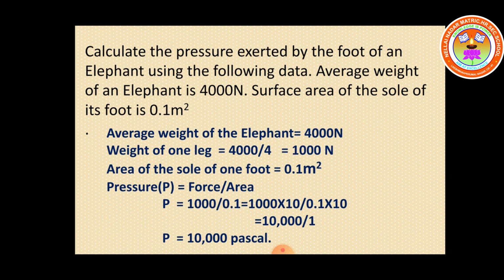So the pressure exerted by the foot of an elephant is 10,000 Pascal, or we can write the pressure exerted by one leg of the elephant is 10,000 Newton on 1 square meter. That is the value for this problem. I hope you understand. First you have to write what data are given, second you have to write the relevant formula, third we have to substitute, and afterwards you have to simplify, and we will get the answer. So what is the pressure value here? 10,000 Pascal, or we have to write 10,000 Newton by meter square.